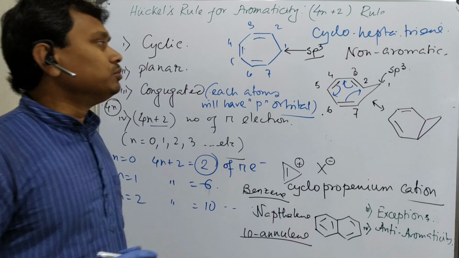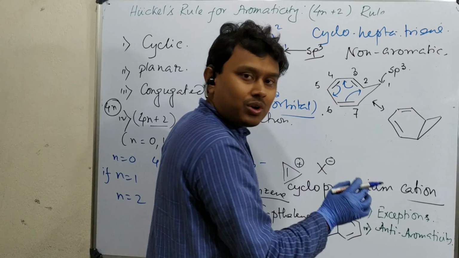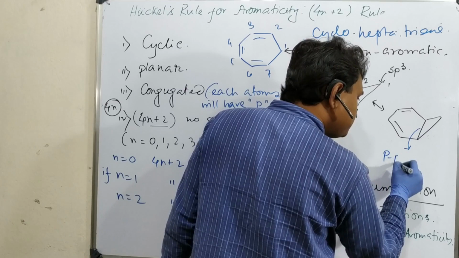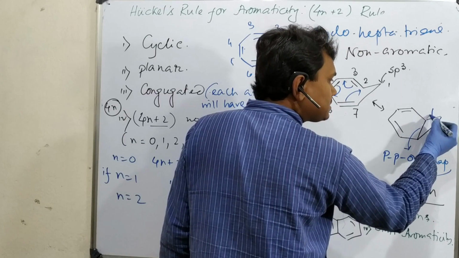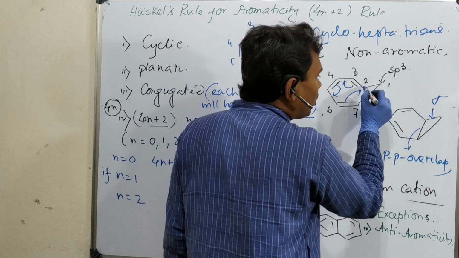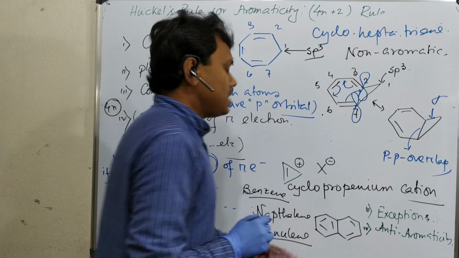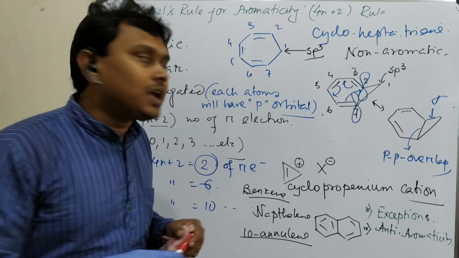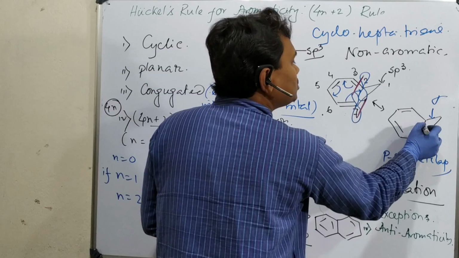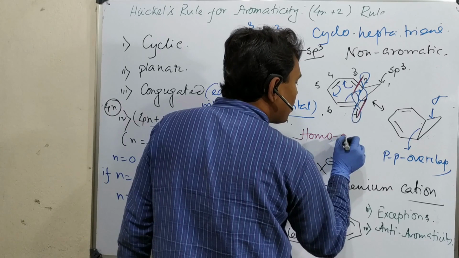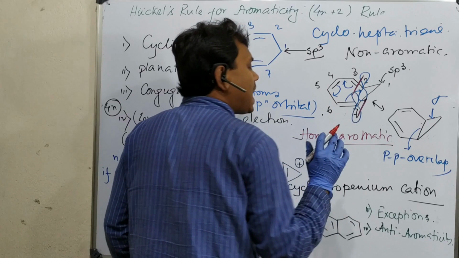Now, you may think that it was expected to be a pi bond. How can I say? Actually, this is a p overlap, not a sigma bond. Okay, so this is sigma, but this is not a sigma bond. How is this formed? Here one p orbital and here one p orbital. These 2 p orbitals are involved in the overlap with each other, that's why this bond forms. So this thing is called homo-aromatic. This is an exception.